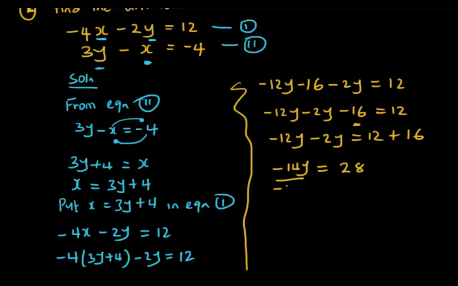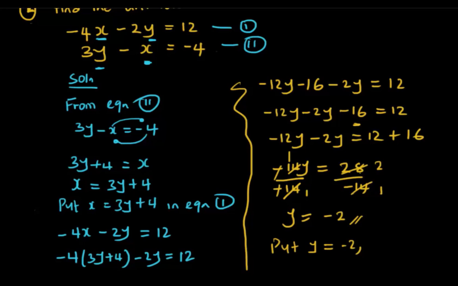To get y, I divide both sides by minus 14. Minus cancels minus, 14 here 1, 14 here 1. I'm left with y. Then 14 here 1, 14 here 2. So this 2 divided by minus 1, which is the same thing as minus 2. So I know y is minus 2. It remains for me to find x. So I say put y equals minus 2 in any of the equations, in equation 2.